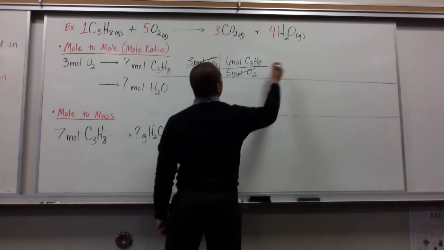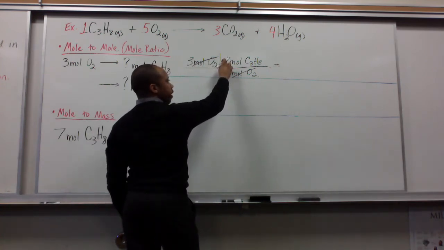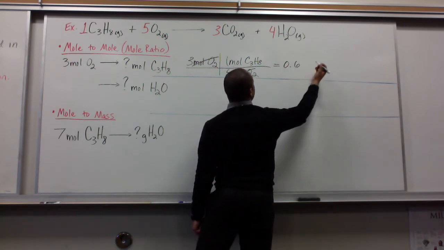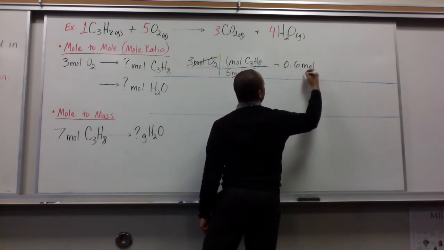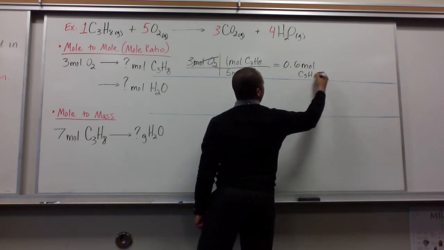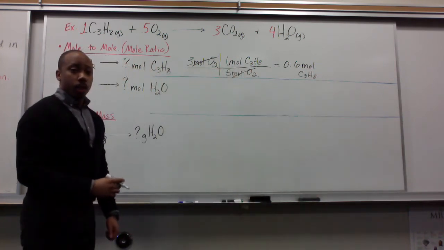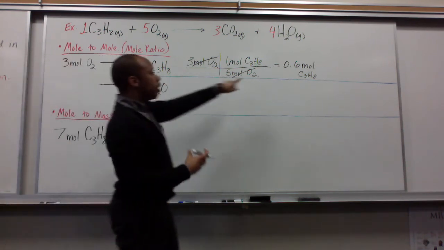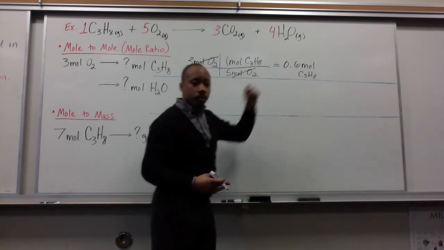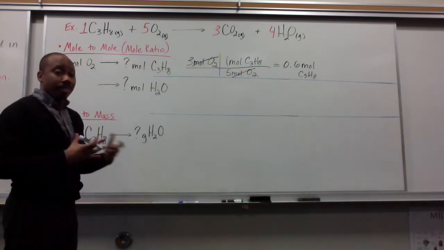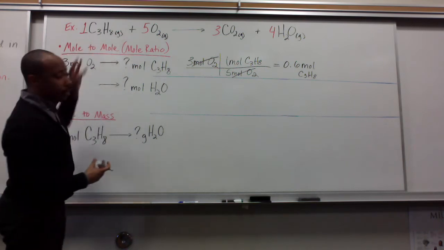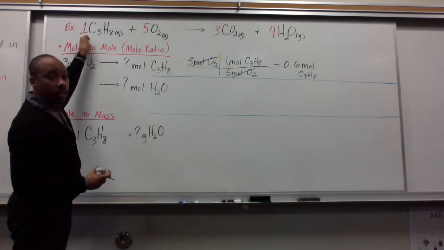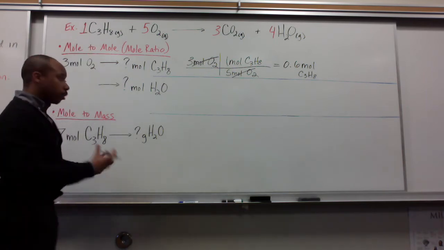I solve 3 times 1, which is 3, divided by 5 gives me 0.6 moles of propane. So if I started out with 3 moles of oxygen gas, it would react with 0.6 moles of propane. That's the same ratio as 5 to 1. But if you don't start out with 5, you're not going to quite react with 1. Now let's do a different example.